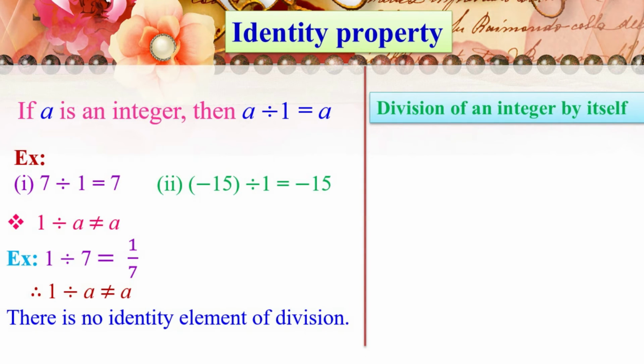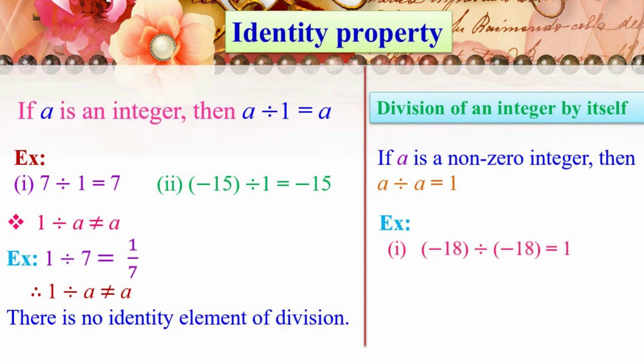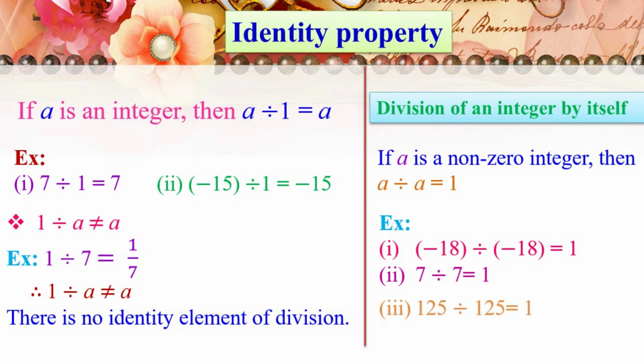Let's see division of an integer by itself. Statement: if a is a non-zero integer, then a divided by a is equal to 1. Let's see the example. First one, minus 18 divided by minus 18. Now we have to divide, cancel the sign, and the 18s are cancelled, we get 1. Second one, 7 divided by 7, we get 1. Third one, 125 divided by 125, we get 1. Therefore, a divided by a is equal to 1.